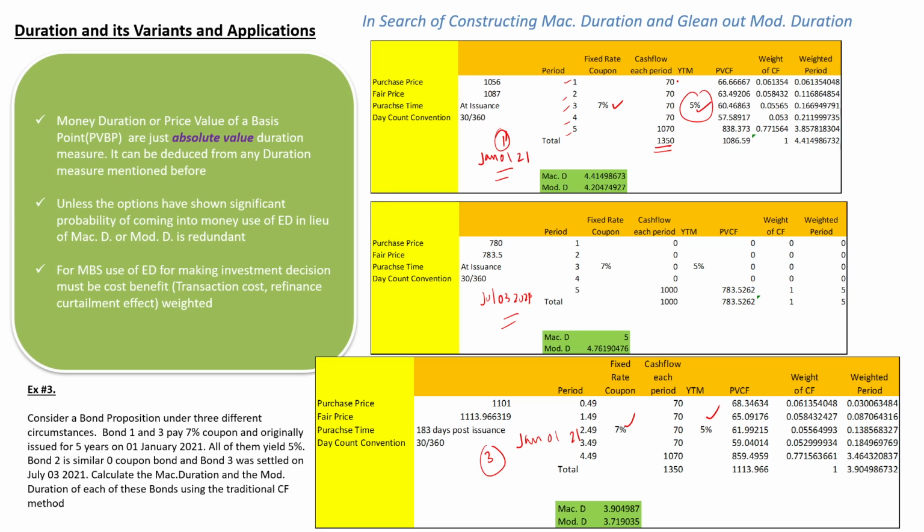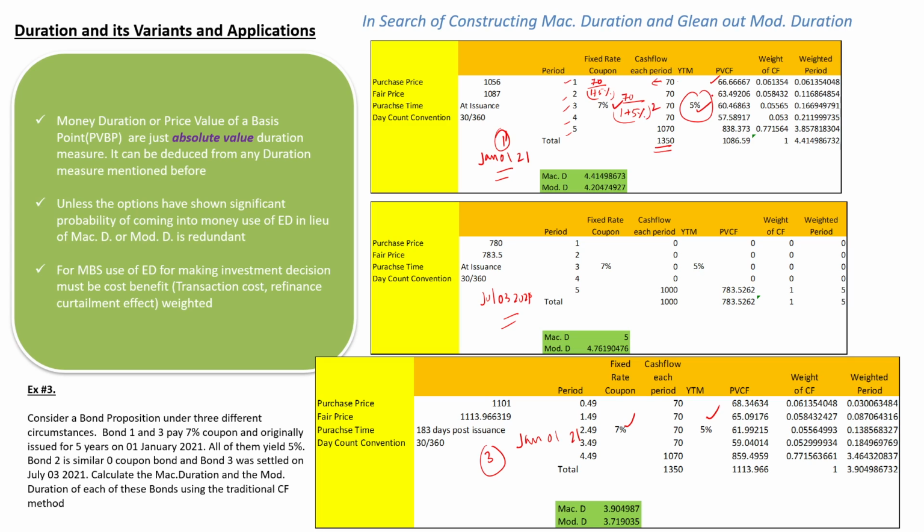So if you discount this particular coupon of 70, it is going to be discounted for 1 period. The math is 70 divided by 1 plus 5%. If you do that, this is what you get as the present value of the cash flow, 66.67. Similarly, the second coupon is discounted for 2 periods, because it is received at the end of the second year. So the math out here is 70 divided by 1 plus 5% to the power 2.